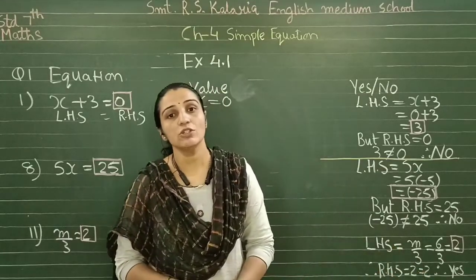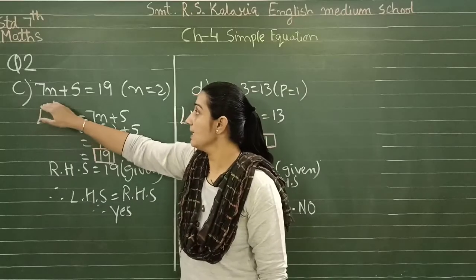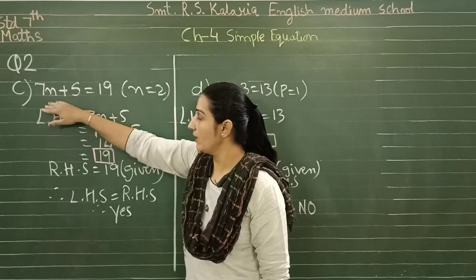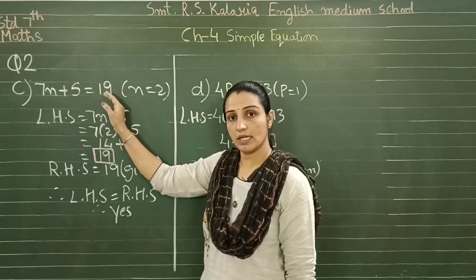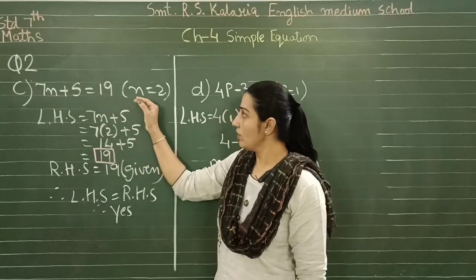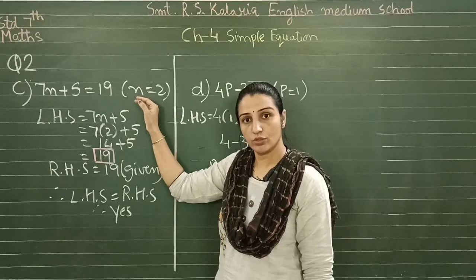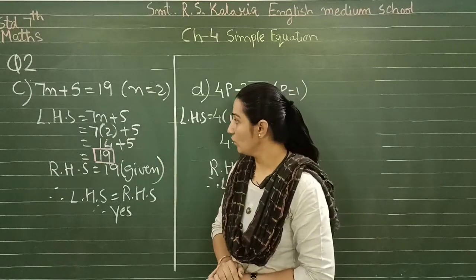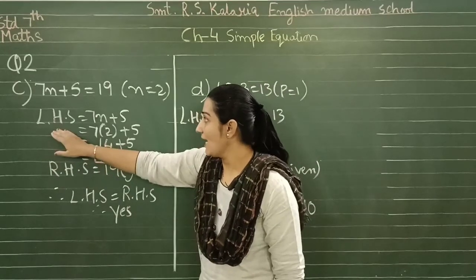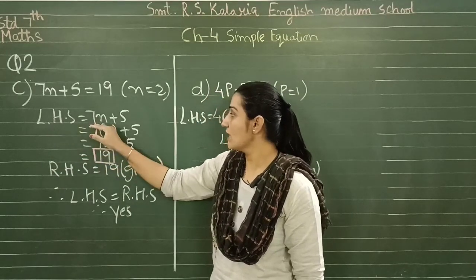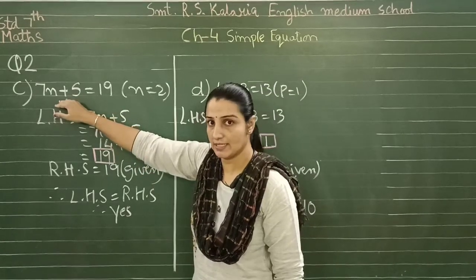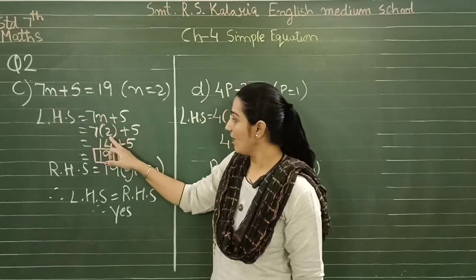Question 2 is to be done with the same method. The question is 7n plus 5 is equals to 19. This is our left hand side and this is our right hand side. This value is also given in the question. So wherever we see n, we just have to write 2. We will start with LHS. LHS is equals to 7n plus 5. We are just considering this left hand side. Instead of n, I will write 2.